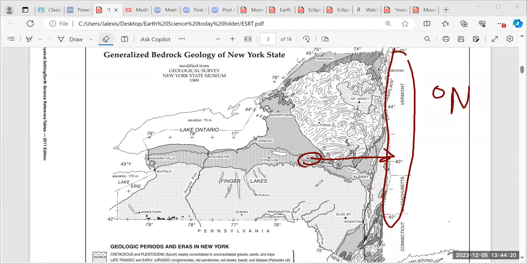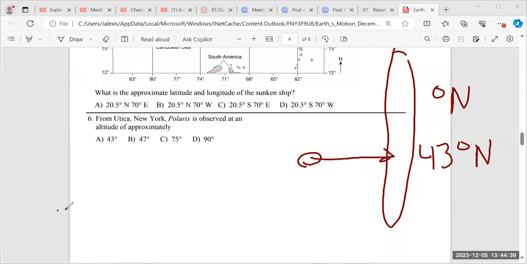And basically, if I was just to give my estimation or rounding, Utica has a latitude of 43 degrees north, right? Utica has a latitude of 43 degrees north. Why is that important? Because now when I get to my question, right, I get to my question and I'm looking, here we go, boom.